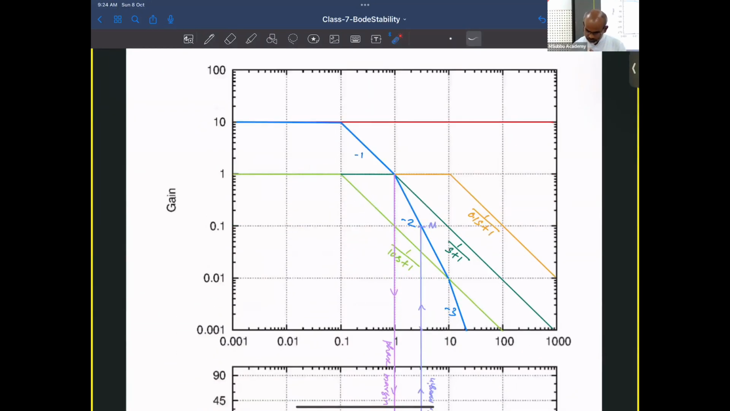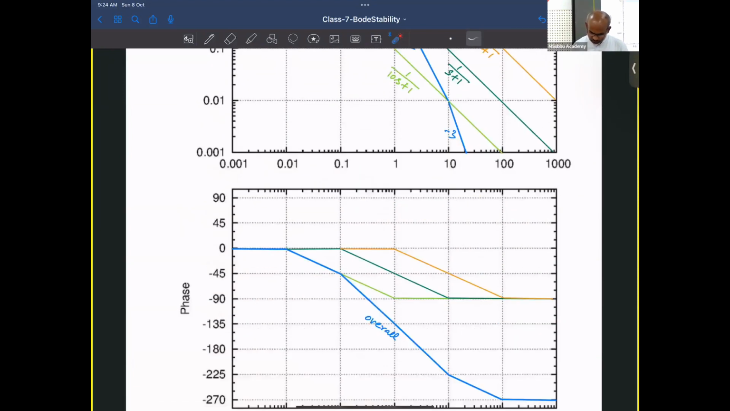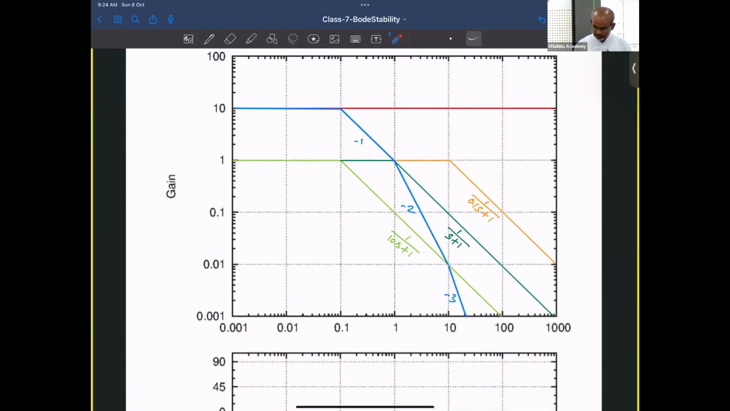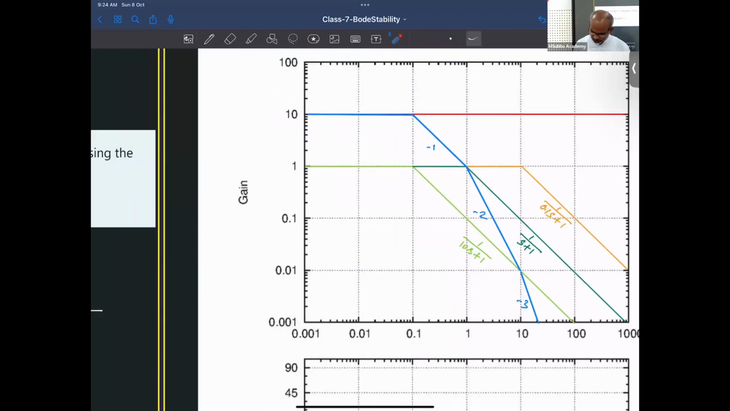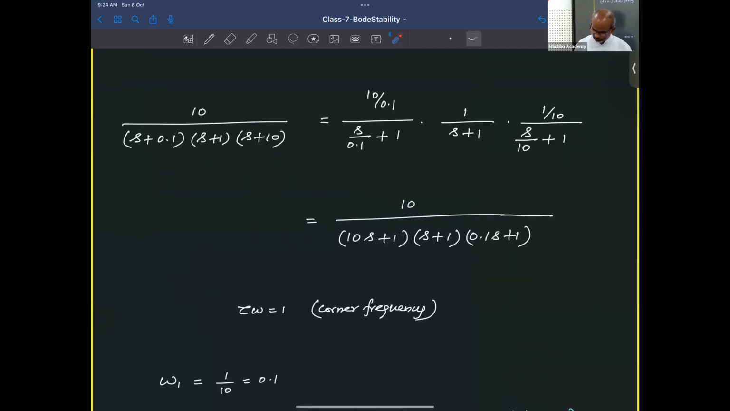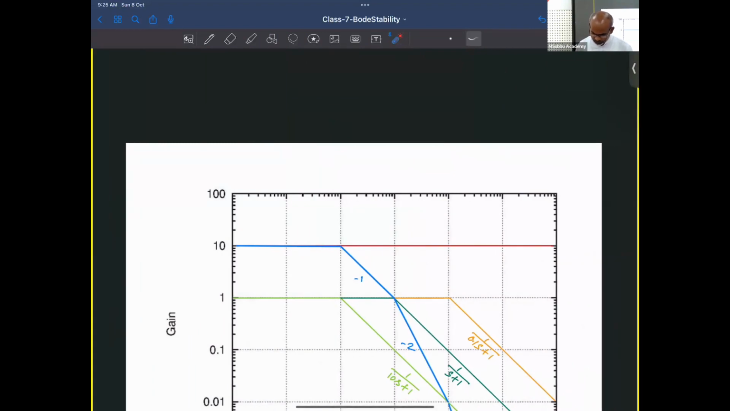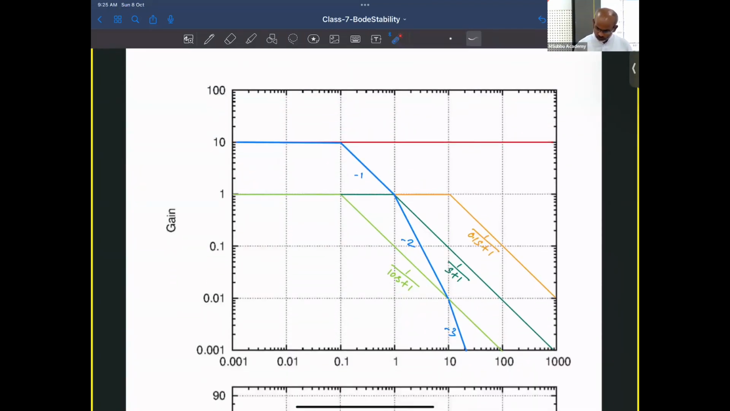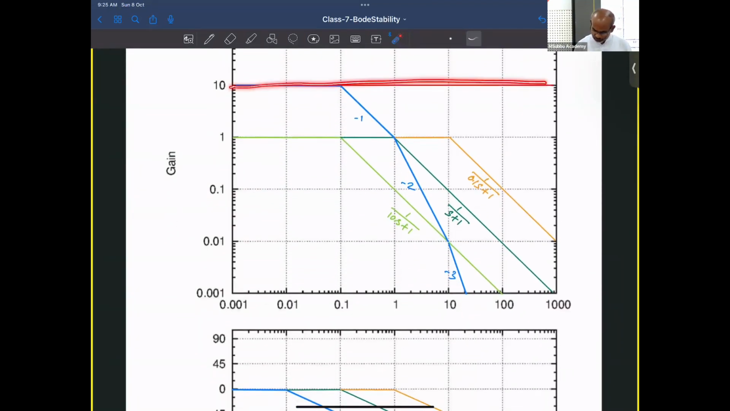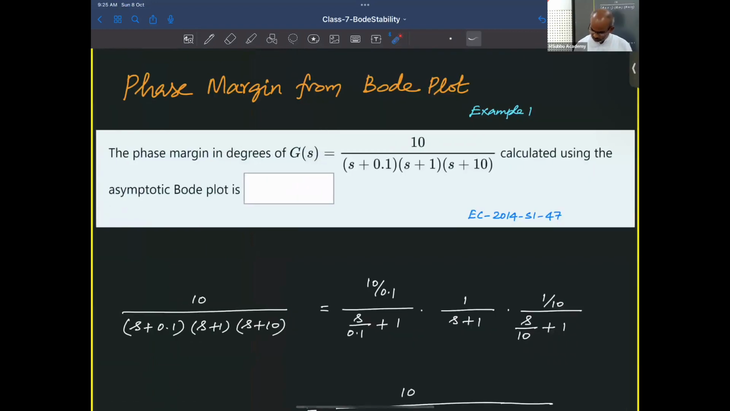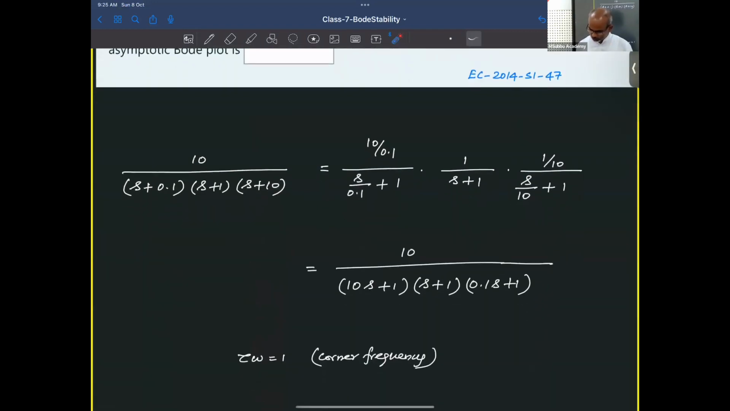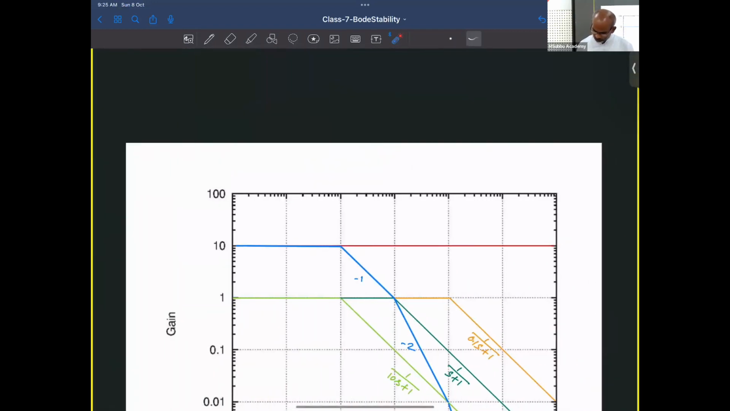Before the phase margin, let us also plot the gain plot. What are all the terms there? We have a gain term and first order terms. For the gain term 10, we can simply plot this nice horizontal line, which has a slope of 0. This red line corresponds to the gain plot, also called the amplitude ratio plot, for this 10.